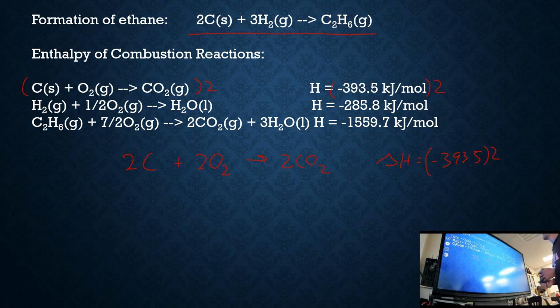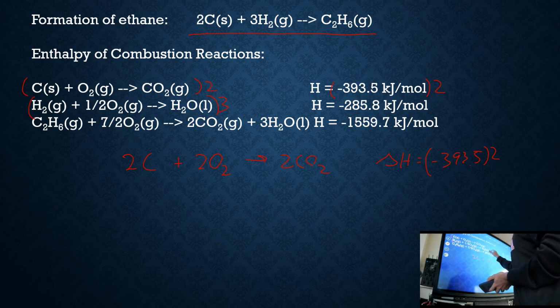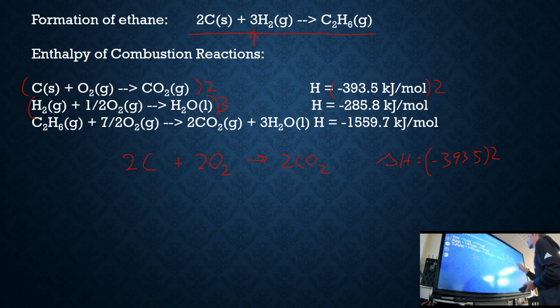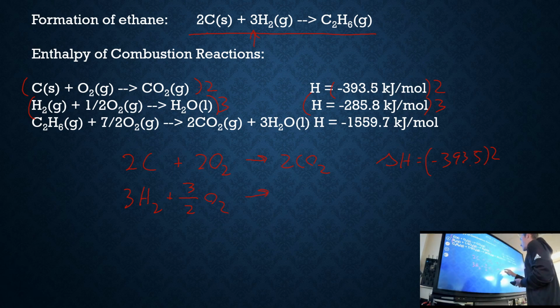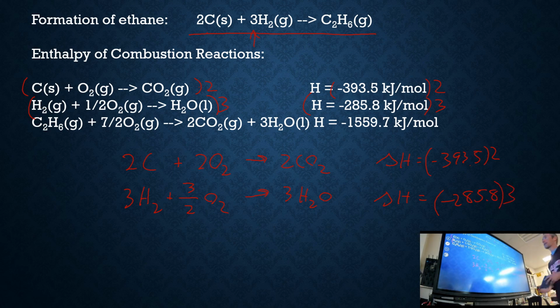Okay. H2, again, is a reactant, and a reactant there, but we have to multiply it by 3, because we want 3 H2s. So that means the enthalpy gets multiplied by 3. 3H2 plus 3 halves O2 yields 3H2O. Delta H stays negative, but multiplied by 3.